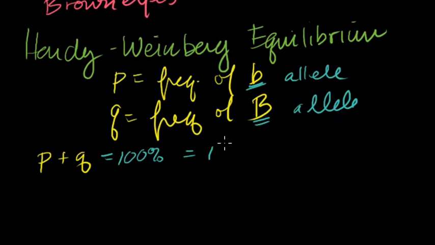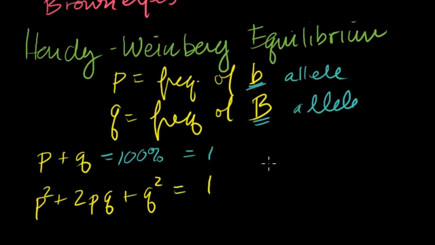Now, what if we don't care about alleles? We actually care about the frequency of the genotypes. There's a couple of things we could do. We could literally just square both sides of this equation, and think about what that gives us. P plus Q squared is P squared plus 2PQ plus Q squared, and you square the other side, and it's equal to 1 as well.